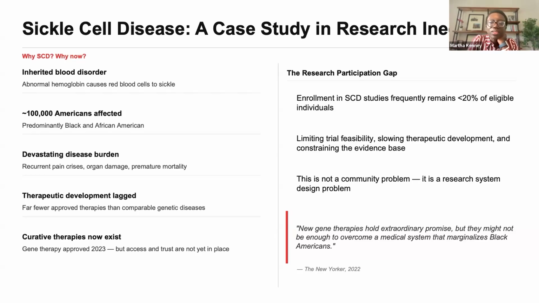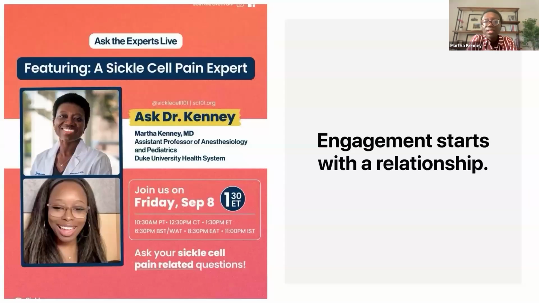And I think that the thing I want to highlight here is that gap, the fact that there's a small number of eligible people who participated in studies, is not a reflection of the community. It's not a community problem. It's a research problem. It's a research system problem that hasn't been addressed. And so, how did we, as a team, come together to think about engagement in sickle cell disease?